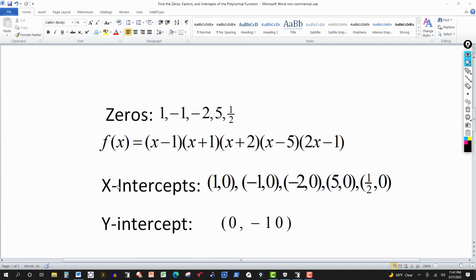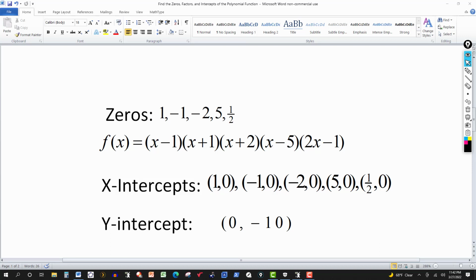So this is the information we got. And you can see the relationship. You have the zeros, and from the zeros you can get the factors right here. See again, 1 is a 0, x minus 1 is a factor. -1 is a 0, x minus a -1 is a factor, or x plus 1. -2 is a 0, x minus a -2, or x plus 2 is a factor. 5 is a 0, x minus 5 is a factor.